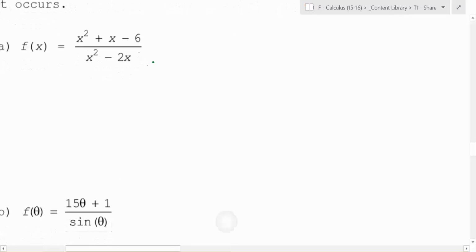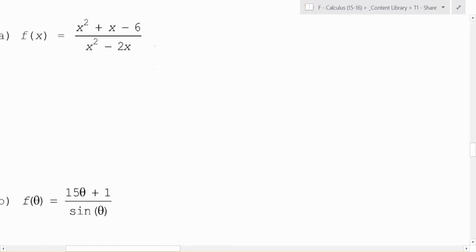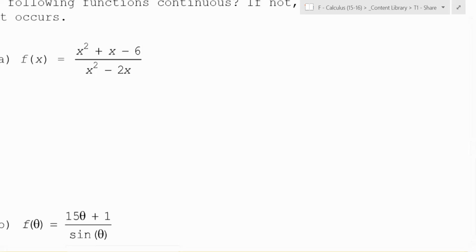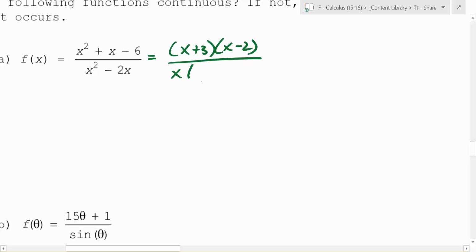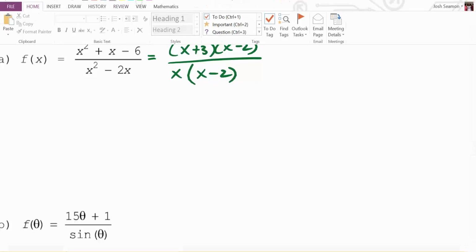Factor. Can someone who hasn't spoken yet factor that top for me? Who hasn't spoken today? You want to factor for me? What is it? I like that. And what's the bottom become?